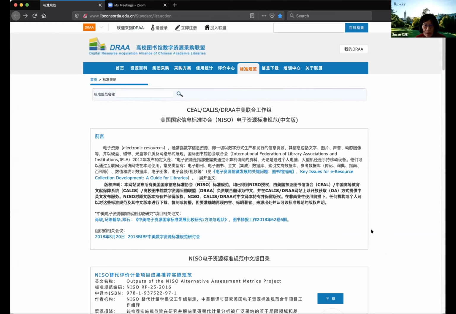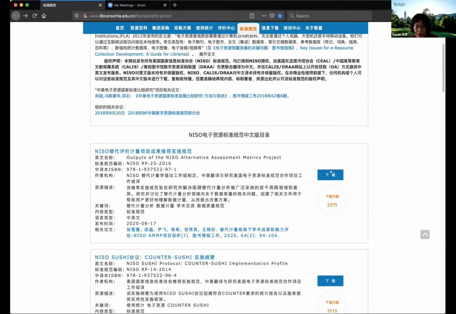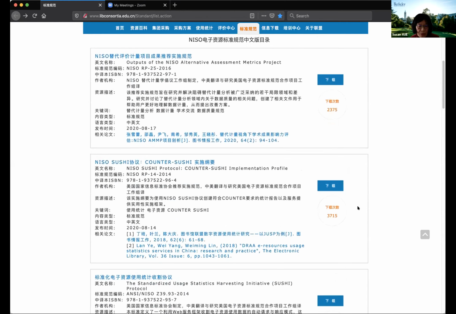This is the website publishing the Chinese translations of the standards and the recommended practices. This is a download button. As you can see, the first one has already been downloaded 2,375 times. In fact, this one was finished last; I think we completed it only last year. This next one, Susie, even got a higher number, over 3,700 times.